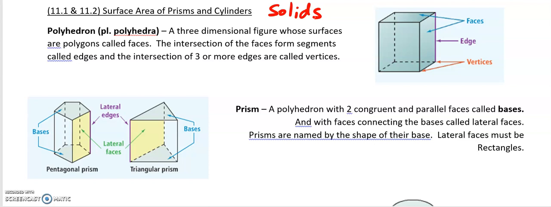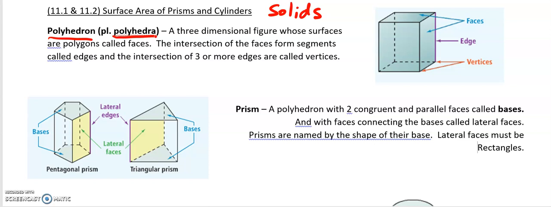So our main focus in this chapter will be taking a look at the volumes of these solids and what we call the surface area of these solids. Now, before we get into that, we're going to focus on a special type of three-dimensional shape called the polyhedron, or the plural polyhedra. Now, a polyhedron is just a three-dimensional figure whose surfaces are always going to be polygons. Okay, now these surfaces are going to be called the faces of the polyhedron.